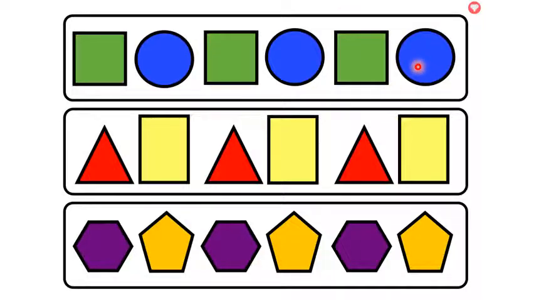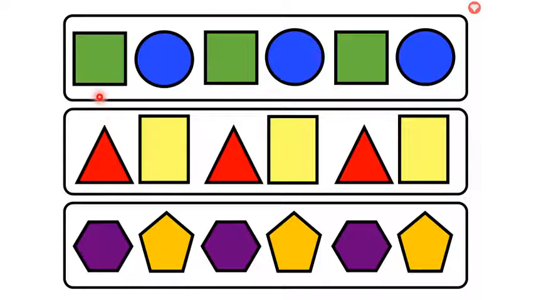Let's have a think about these patterns here. In the first one, our pattern is green square, blue circle, green square, blue circle, green square, blue circle. If we kept the pattern going, what do you think would be here? Well, there'd be another green square and then a blue circle. In this pattern, we could have two ways of thinking about the pattern. Either it could be square, circle, square, circle, square, circle, or it could be green, blue, green, blue, green, blue. Either way, the pattern's the same.